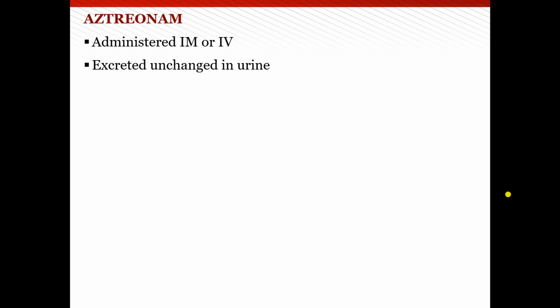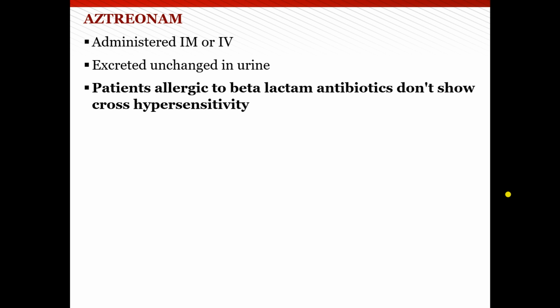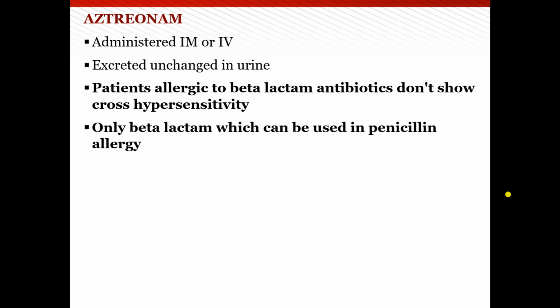Aztreonam can be administered intramuscularly or intravenously. Because of poor oral absorption, the drug is not available as an oral formulation. It is excreted unchanged in the urine, so in kidney disease patients, dose adjustment is required for Aztreonam. But the most important characteristic of Aztreonam which makes the drug very important in therapeutics is that it does not share cross hypersensitivity with the beta-lactam group of antibiotics. So it is the only beta-lactam group of drug which can be given to penicillin allergic patients also.